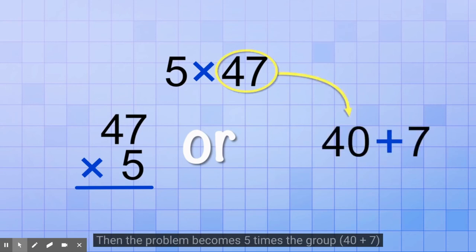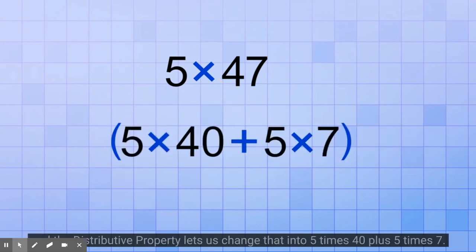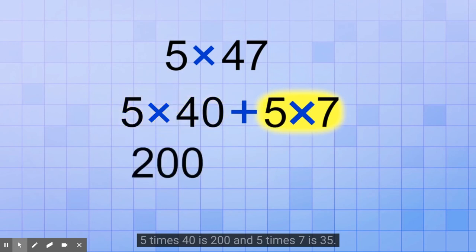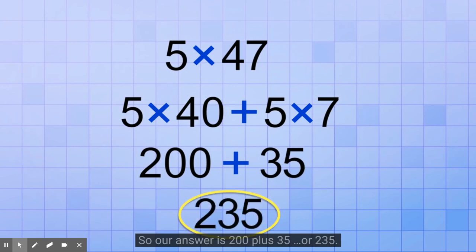Then the problem becomes 5 times the group 40 plus 7. And the distributive property lets us change that into 5 times 40 plus 5 times 7. Those two multiplications are easy to do. 5 times 40 is 200, and 5 times 7 is 35. So our answer is 200 plus 35, or 235.